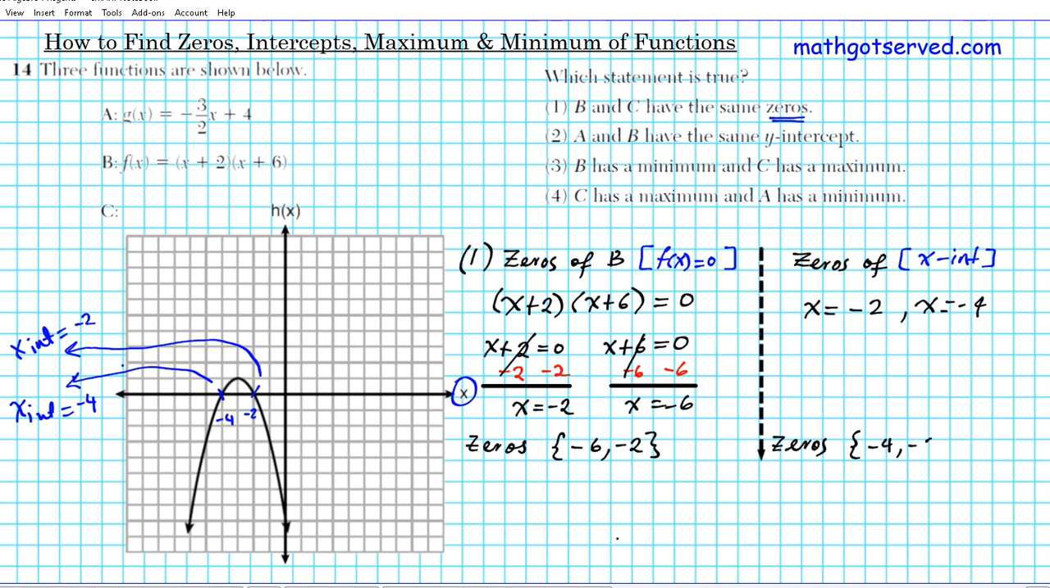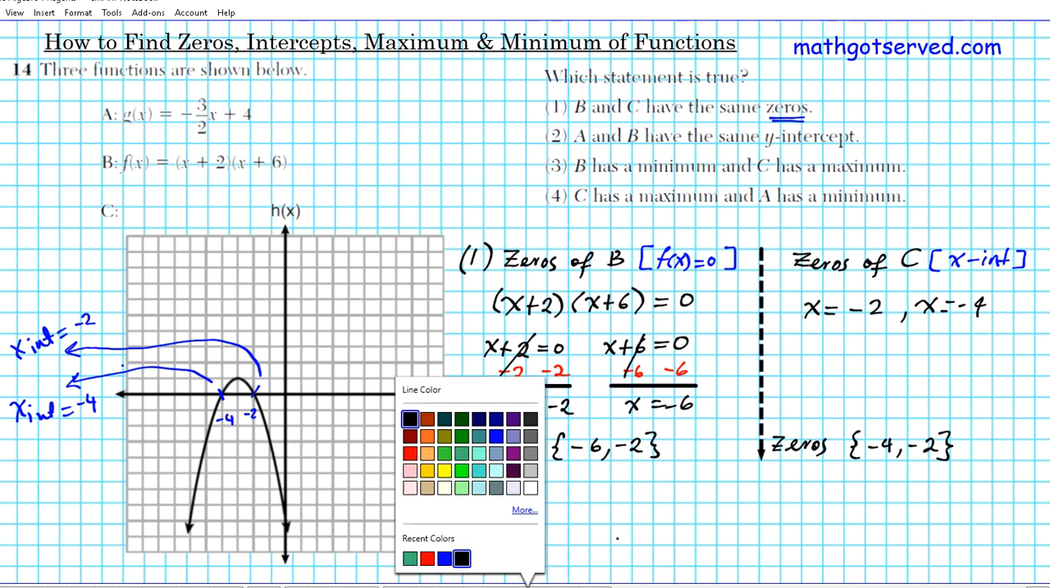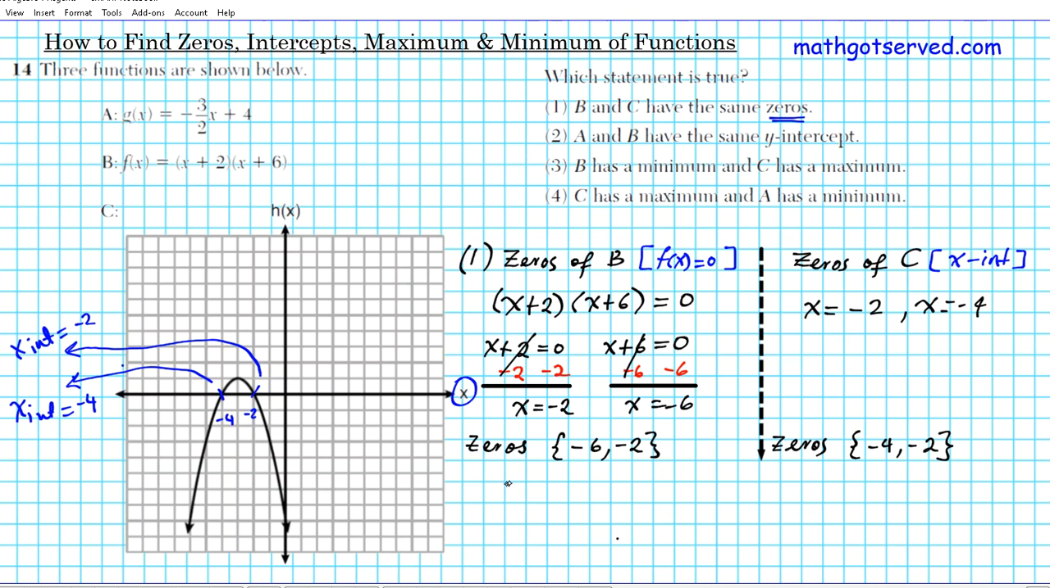-4 and -2. So the question is, do b and c have the same zeros? Do they? The answer is no. One of your zeros is the same, which is -2, but -4 and -6 are different. So they do not have the same zeros. Both of them have to be exactly the same in order for them to have the same zeros.